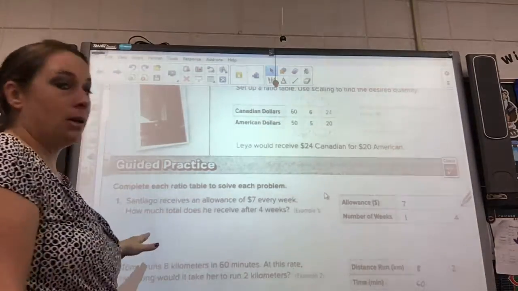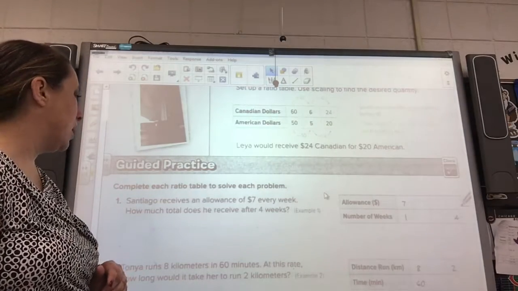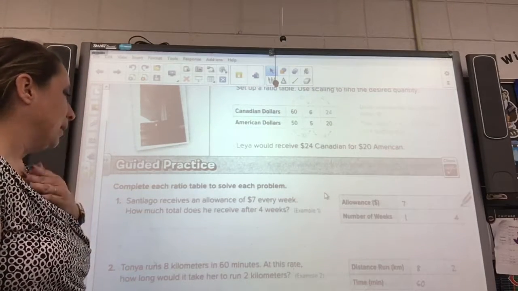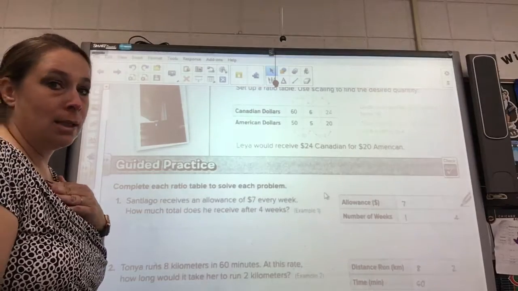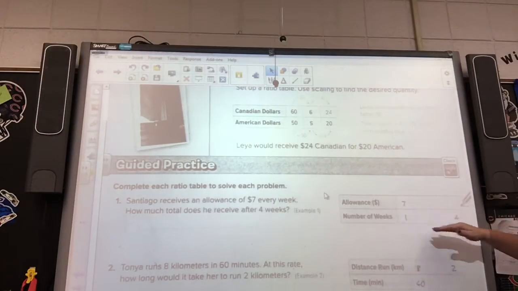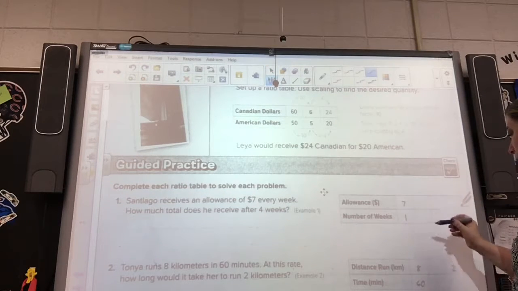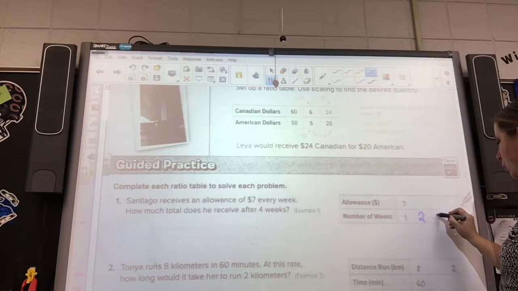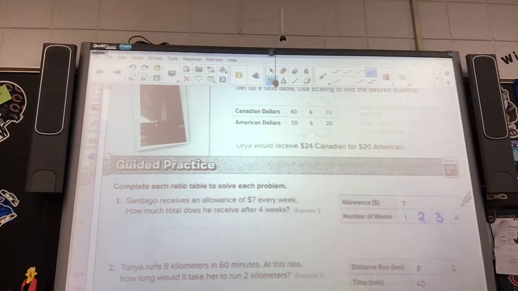So this example tells us that Santiago receives an allowance of $7 every week. How much does he receive after 4 weeks? And they give us this 1 and week 4, and they gave us 2 boxes in between. So logically, if it's 1, blank, blank, 4, what would we put in there? We would just put in the weeks, right? Week 1, week 2, week 3, and week 4.